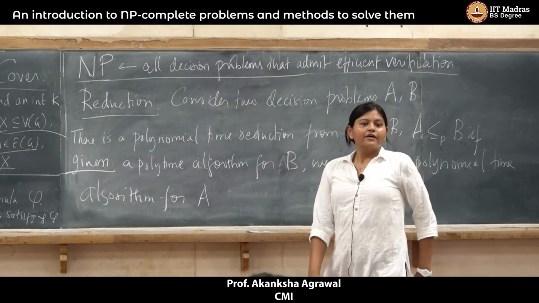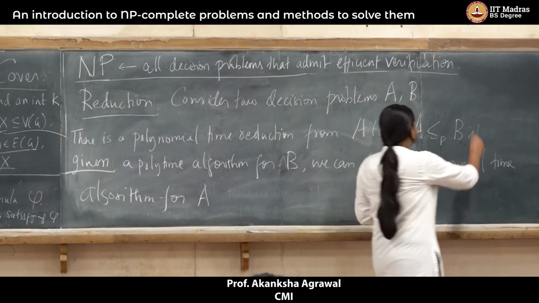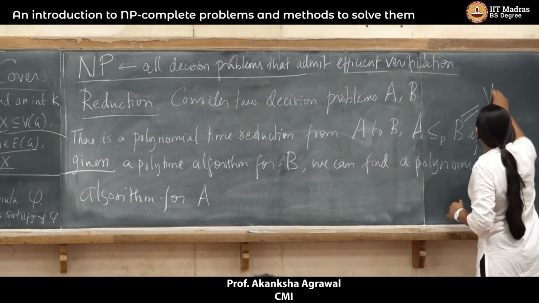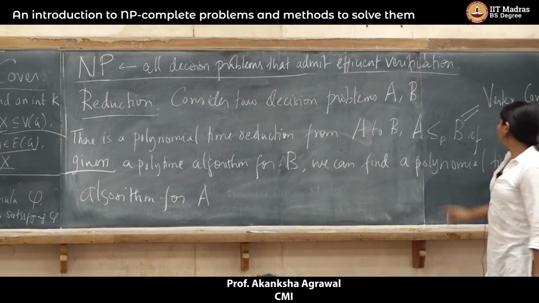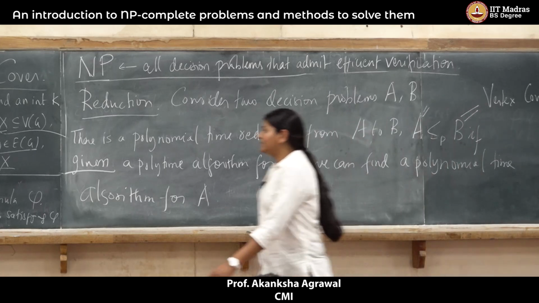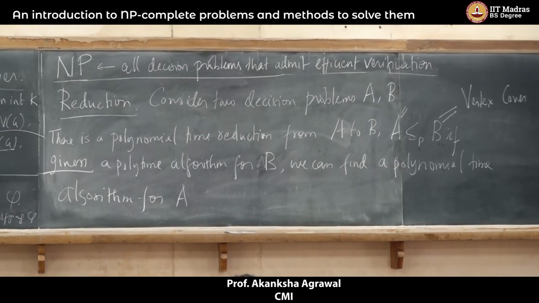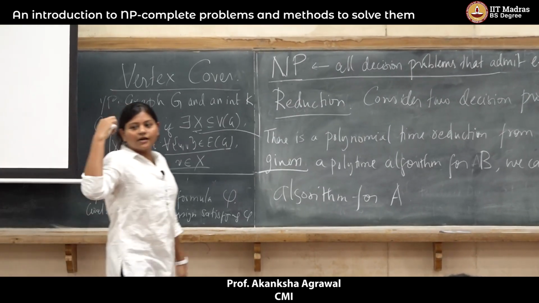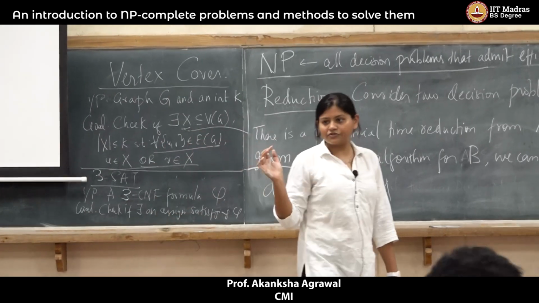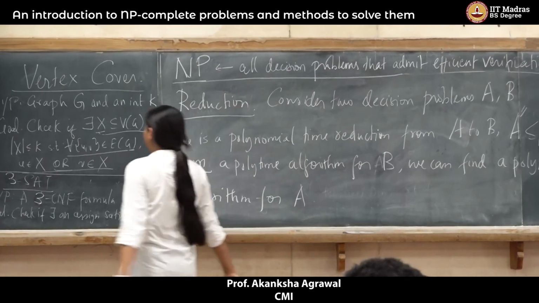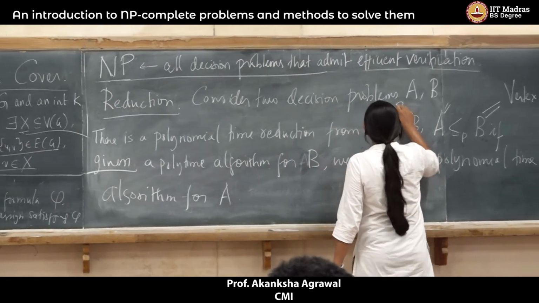Fine. So we'll use this definition, and we will use B as our vertex cover, and A as our, in fact, instead of D, we will use just 3-SAT. Note that D was a number, whereas a 3-CNF formula is a CNF formula where each clause has at most 3 literals. So we will take our problem A as 3-SAT.